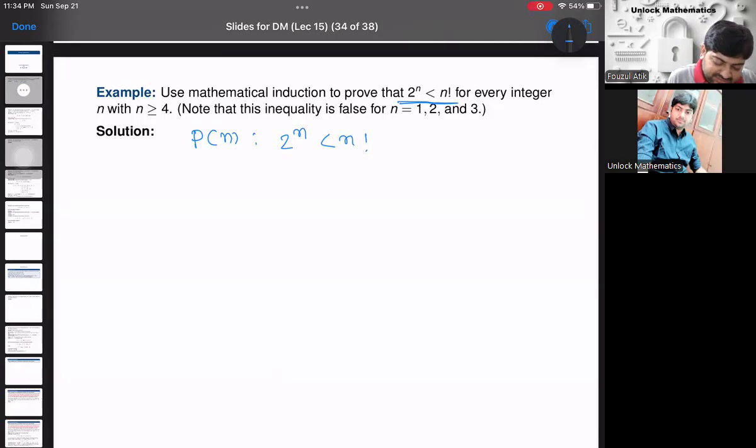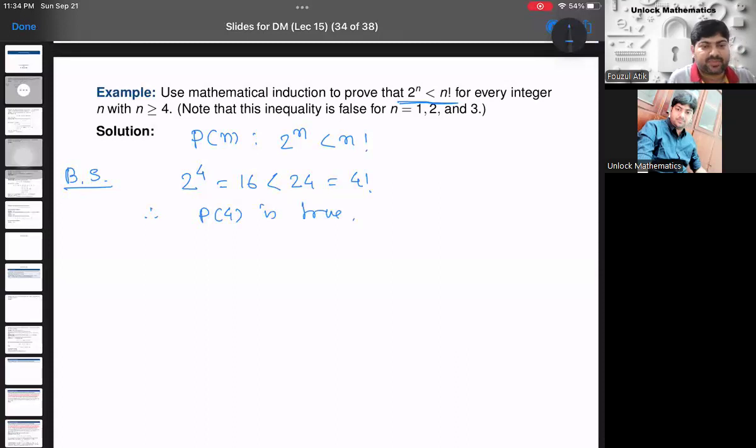But the basic step is 2 to the power 4, which is 16, which is definitely less than 24, which is equal to 4 factorial. Therefore, your basic step P4 is true. Now, what is your next job?